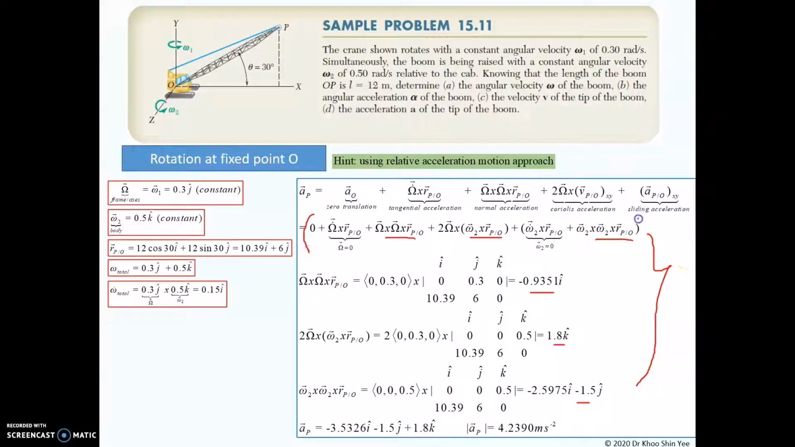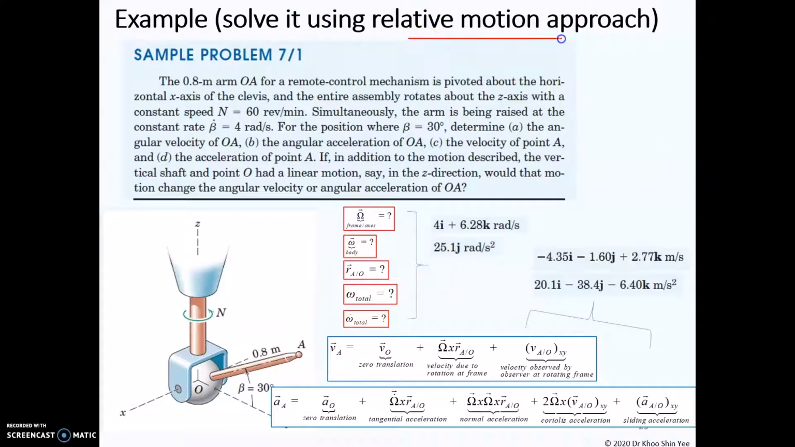Take the summation of it, and you should obtain this answer. You can obtain the magnitude of this vector by using the formula: square root of the x magnitude squared plus the y magnitude squared plus the z magnitude squared. So you should obtain this magnitude for the acceleration at point P, which is the tip of the boom. You should master the relative motion approach to solve 3D kinematic problems like this case.